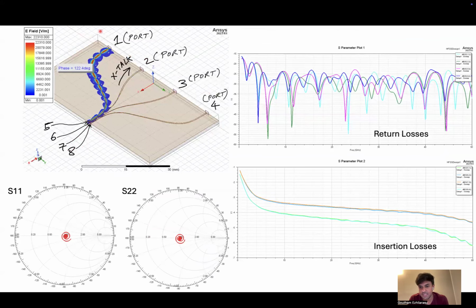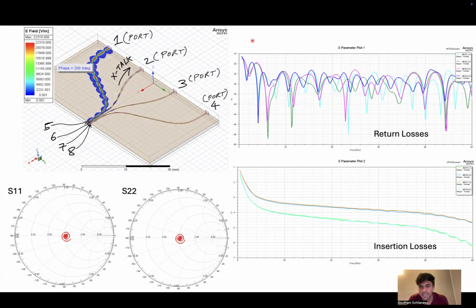And now here are the results. You see the 4 inputs where the 4 SMAs are connected, and these are the 4 outputs where the die pads are present. These are labeled as ports 1, 2, 3, and 4, and 5, 6, 7, and 8. S11, which represents the return loss of port 1, as you can see here, at 50 gigahertz is perfectly matched to 50 ohms. And similarly for the second link, the third link, and the fourth link.